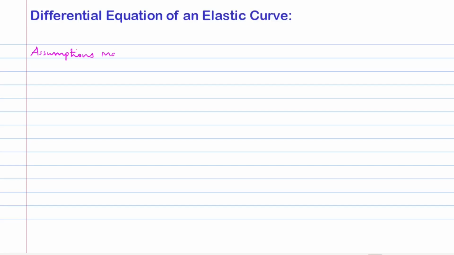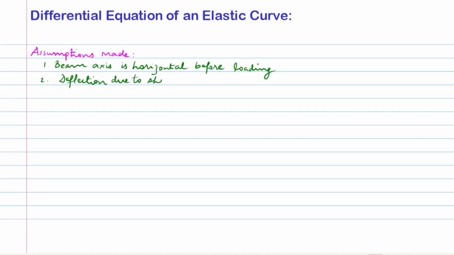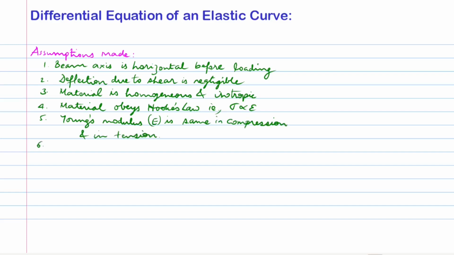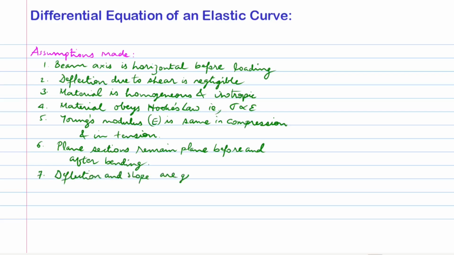Assumptions made to derive the differential equation of an elastic curve include: axis of the beam is horizontal before loading. Deflection due to shear is negligible. Material of the beam is homogeneous, isotropic, and obeys Hooke's law. The modulus of elasticity is the same in compression as well as in tension. Plane sections remain plane before and after bending. The value of the deflection and hence slope at any cross-section is very small compared to the length of the beam.